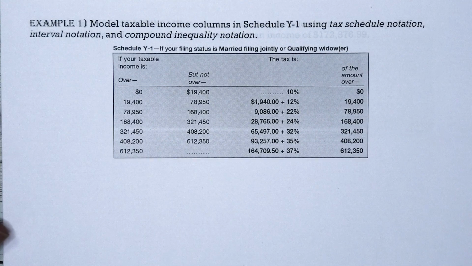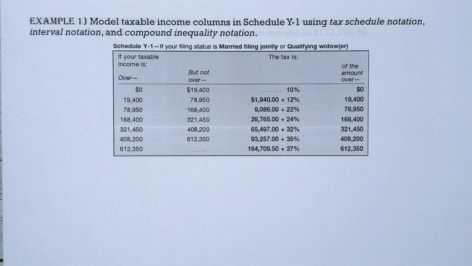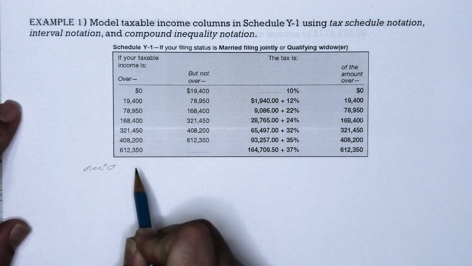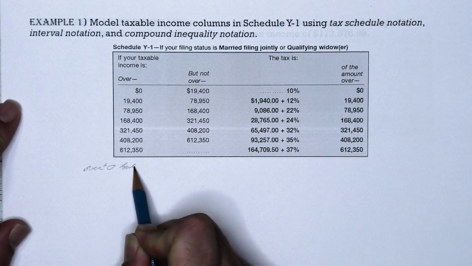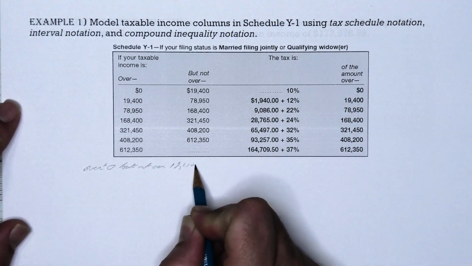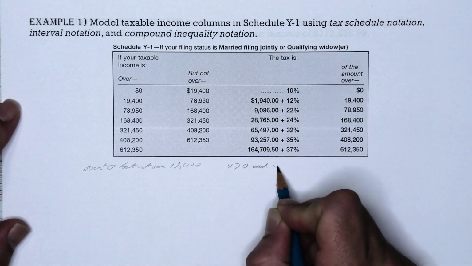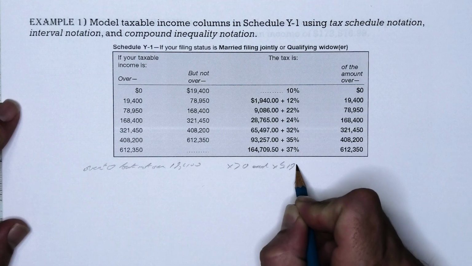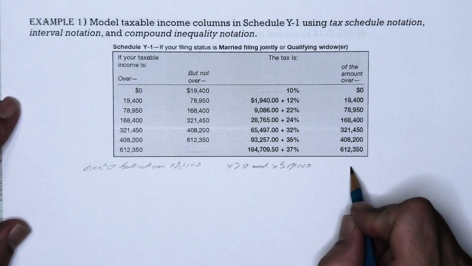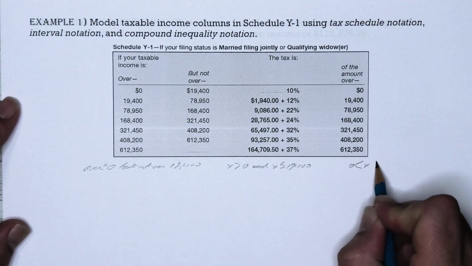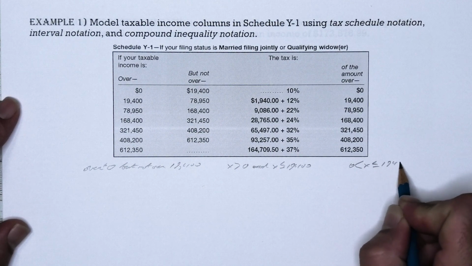There are 7 taxable income intervals. If x represents any taxable income, then those intervals can be expressed in tax schedule notation, interval notation, and compound inequality notation as follows. Over $0, but not over $19,400. This means that x is greater than 0 and x is less than or equal to $19,400. This can also be expressed as 0 < x ≤ $19,400.